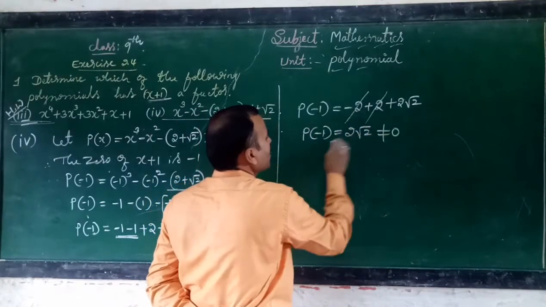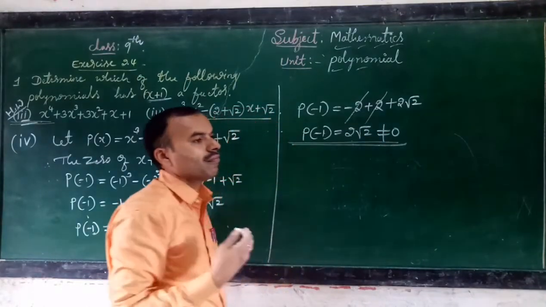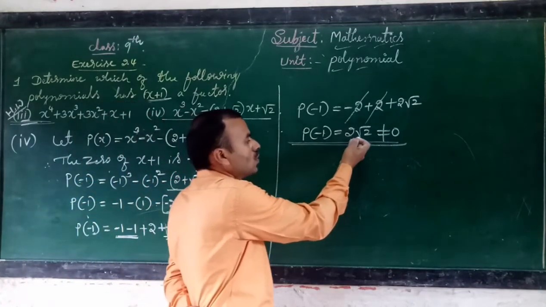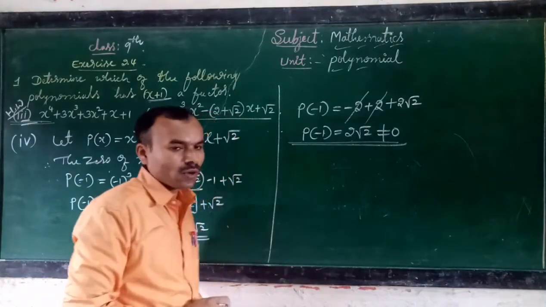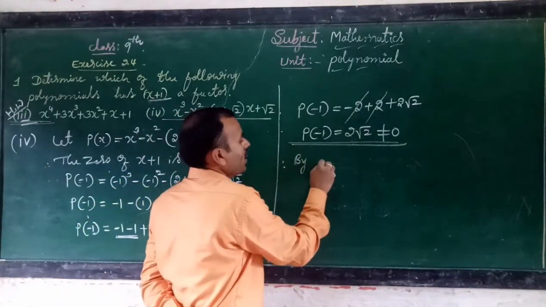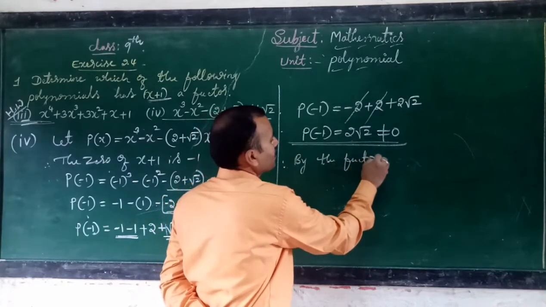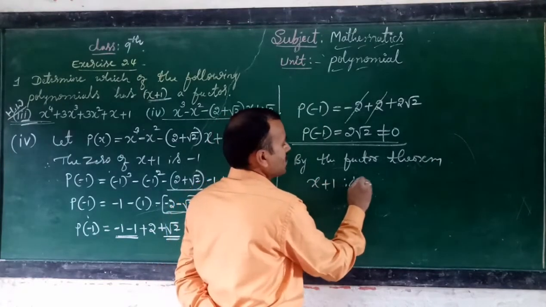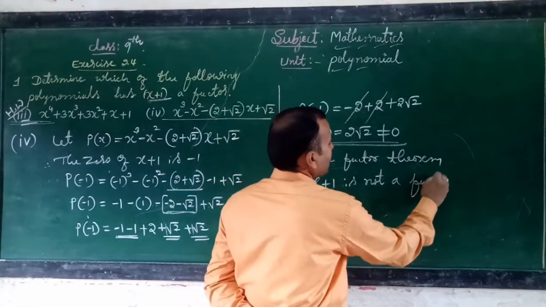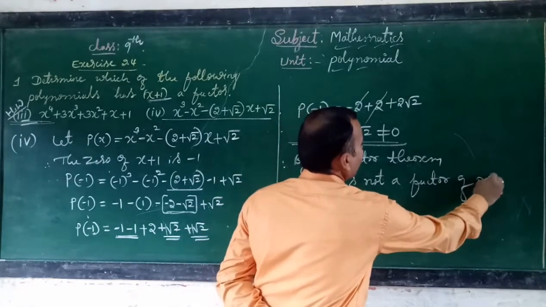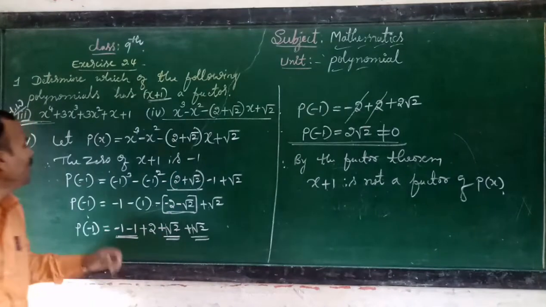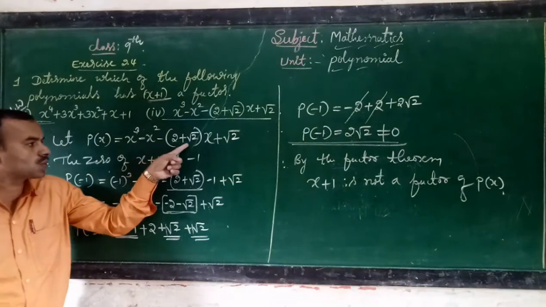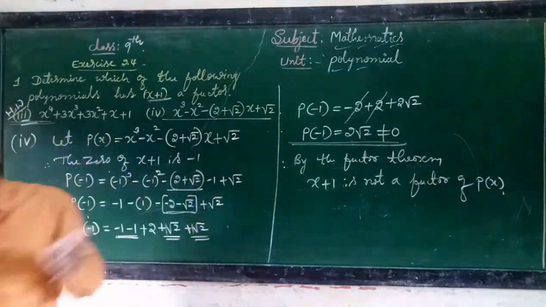It is not equal to 0. So P of minus 1 is not equal to 0. That is, P of minus 1 is equal to 2 root 2, which is not equal to 0. By the factor theorem, x plus 1 is not a factor of P of x. P of x here is x cube minus x square minus of 2 plus root 2 x plus root 2.